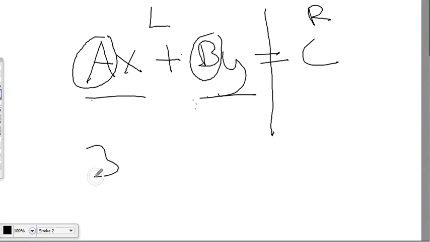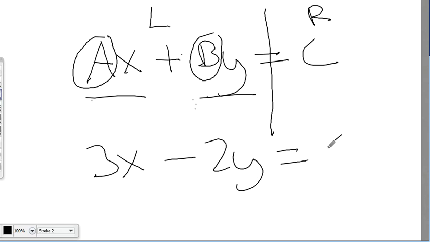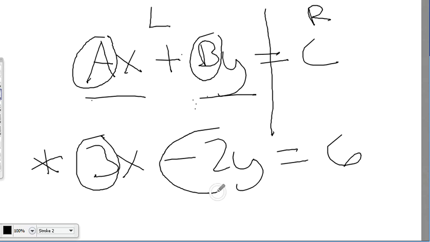Okay, and then the c, when I say the term that's just a constant, that's our term that's just a number. So if I give you this equation, 3x minus 2y equals 6, this equation right here is in standard form. We would say that our a is 3, our b is negative 2, and our c is 6.